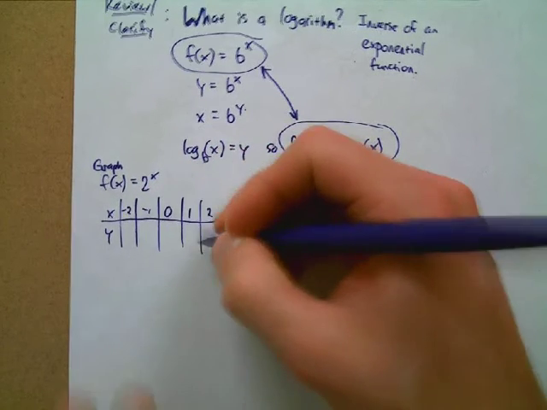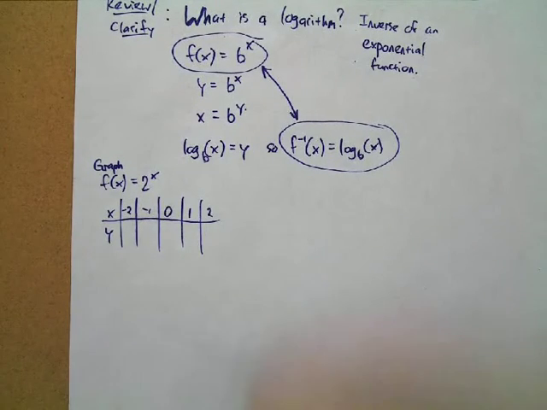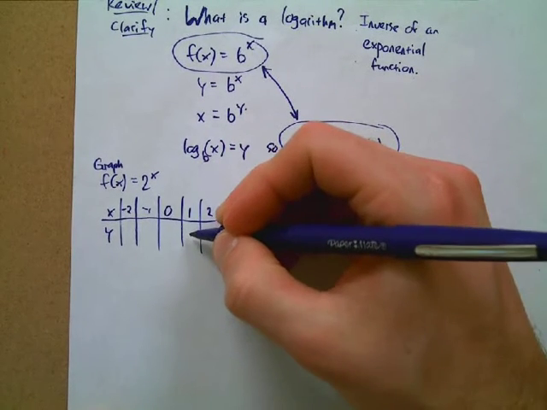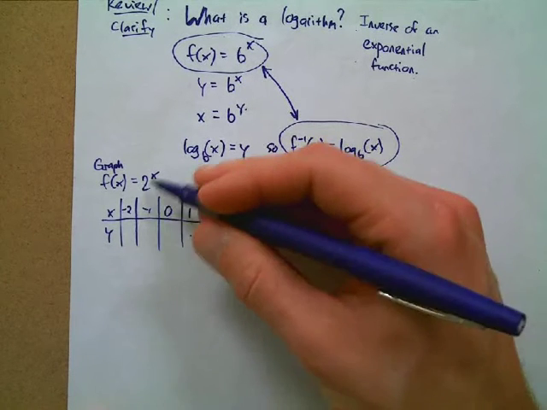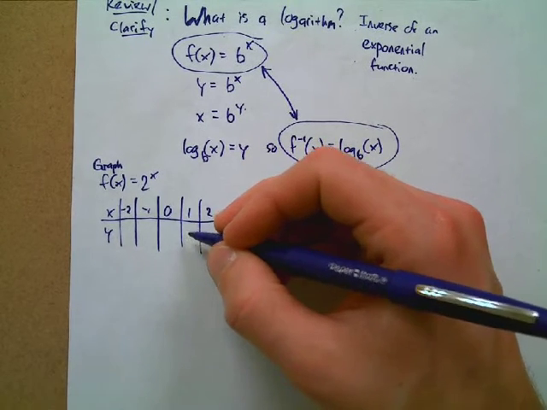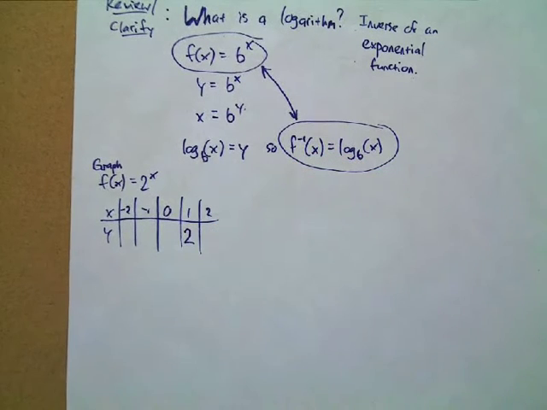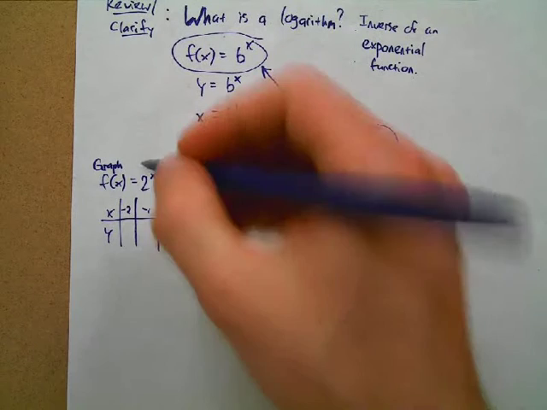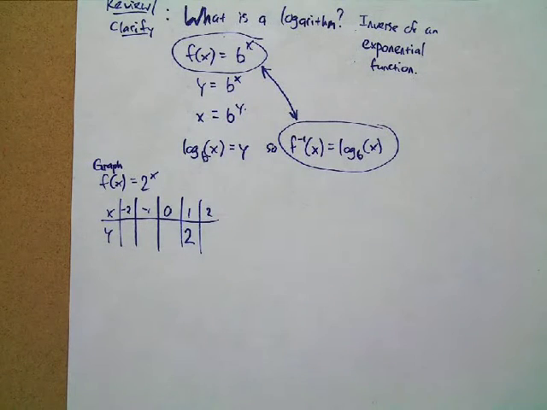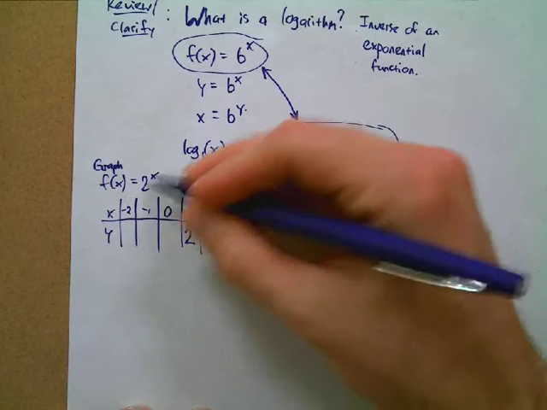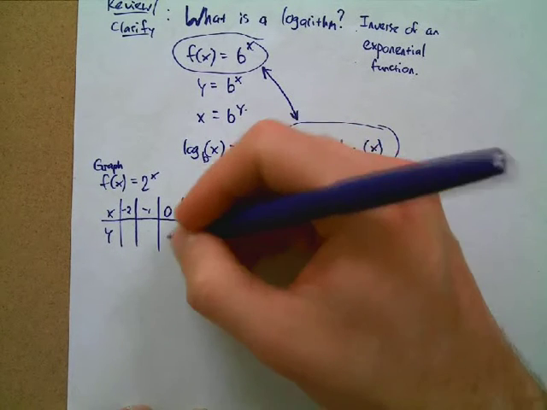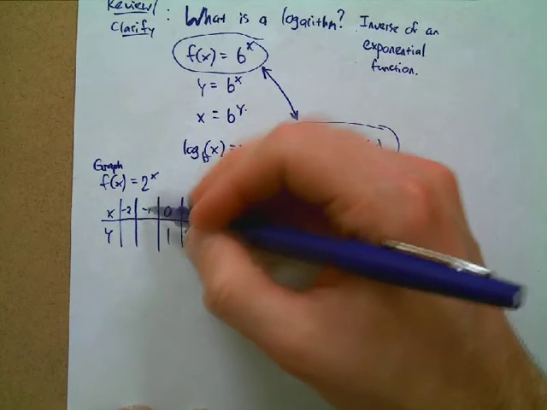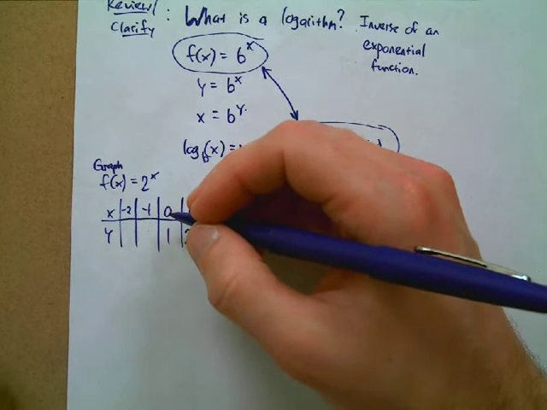Let's do the easy ones first, right? What's 2 to the first power? 2 to the 1 is 2. What about 2 to the second power? 4. What's 2 to the 0th power? 1. How about 2 to the -1? 1/2. Very good.